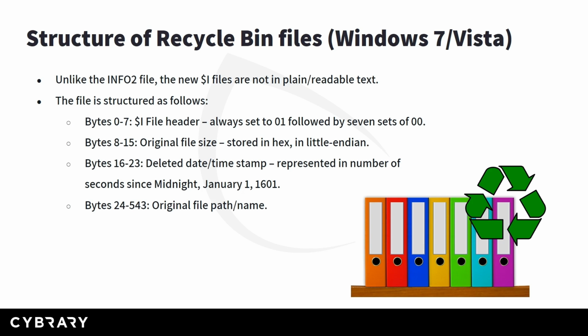Bytes 0 to 7 is the file header, always set to 01, followed by 7 sets of 00. Bytes 8 to 15 is the original file size, stored in hex in Little Endian. Bytes 16 to 23 is the deleted date and timestamp represented in number of seconds since midnight January 1st of 1601. Bytes 24 to 543 is the original file path and name.